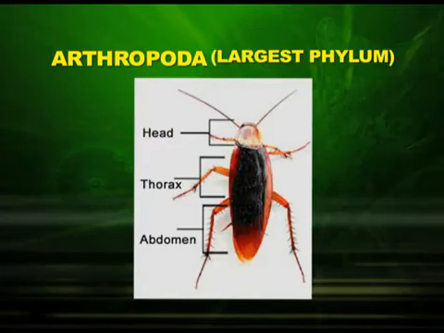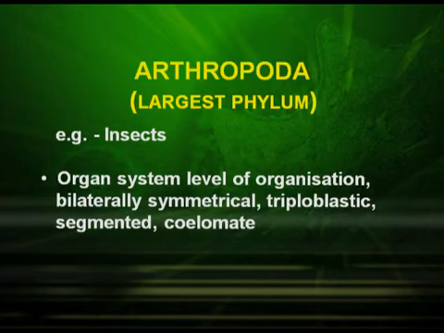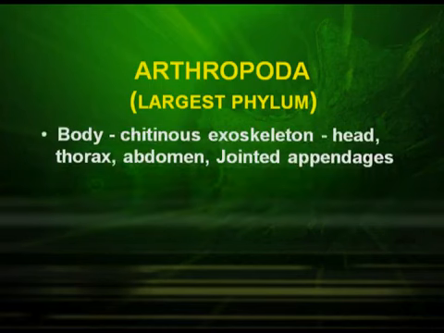The next phylum is Arthropoda. This is the largest phylum in animal kingdom. We find different forms of these arthropoda. All the insects, they come under Arthropoda. They have organ system level of organization. They are bilaterally symmetrical, triploblastic organisms, that is 3 germinal layers, segmented, coelomate, presence of true body cavity. Their body is made up of chitinous exoskeleton.